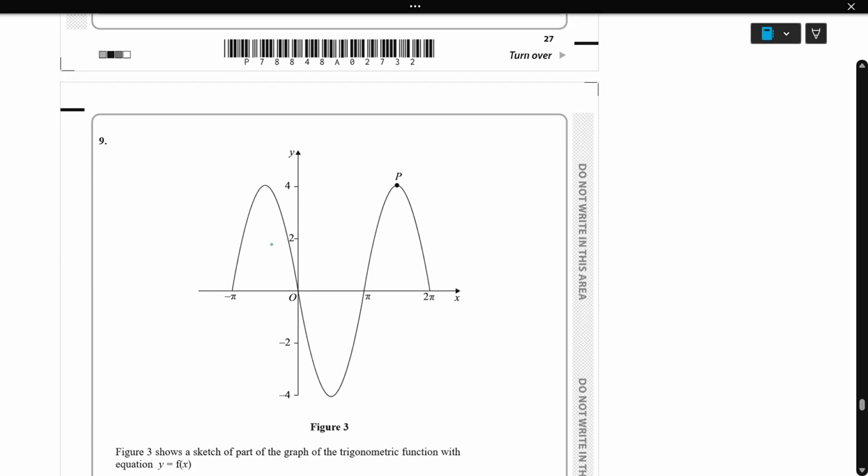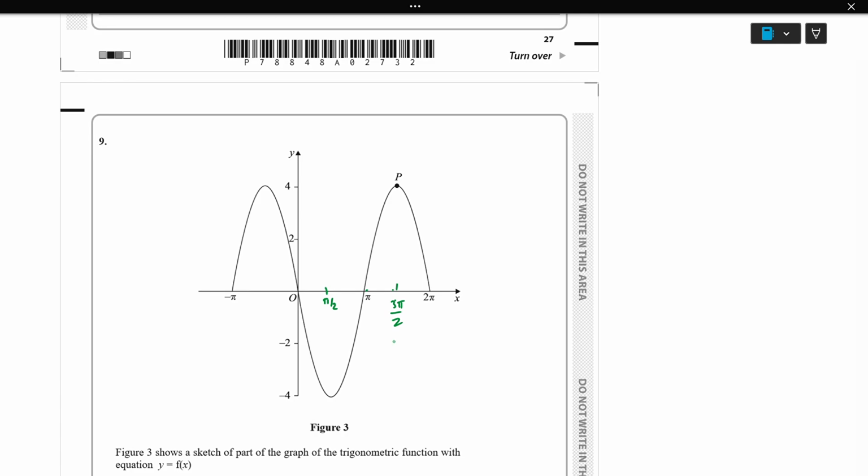Okay, so here this is a sine graph. The maximum point is the mid, then mid is 2 pi. This is pi by 2 and this is plus pi by 2. So pi plus pi by 2 we get 3 pi by 2.